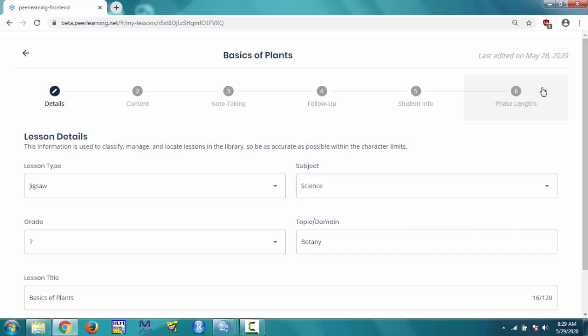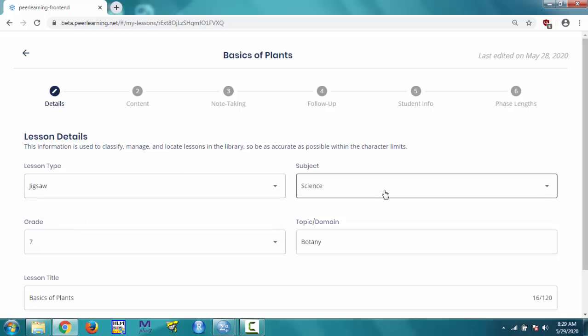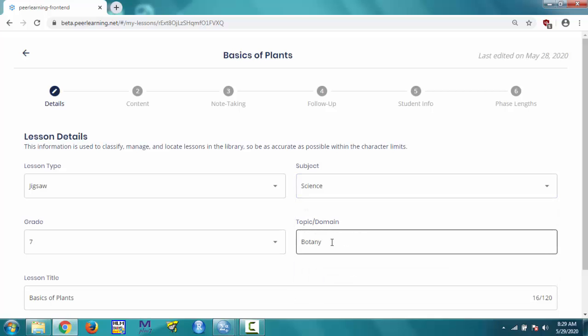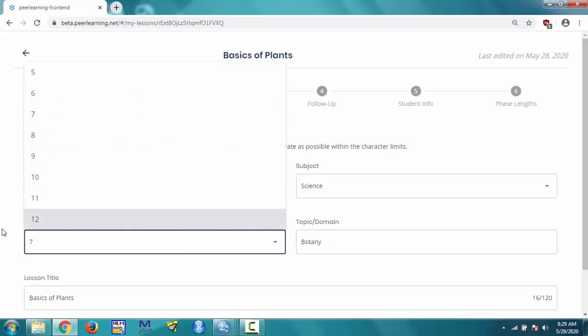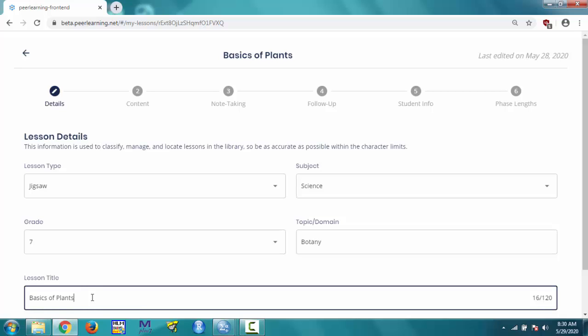The first step requests that we input information about the lesson itself. What is the lesson type? For example, in this case, we've created a jigsaw lesson. What is the subject of the lesson? Science, math, social studies, language arts, etc. What is the domain or topic of the lesson? What grade does it target? And what is the title of the lesson? These things are used to identify the lesson within the lesson library. They are key information about the lesson.